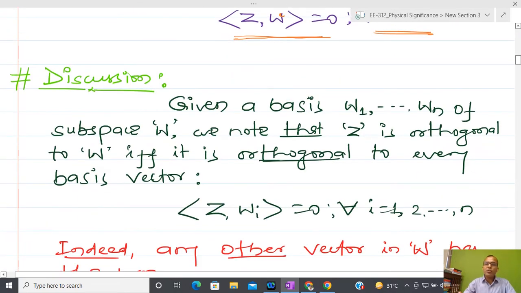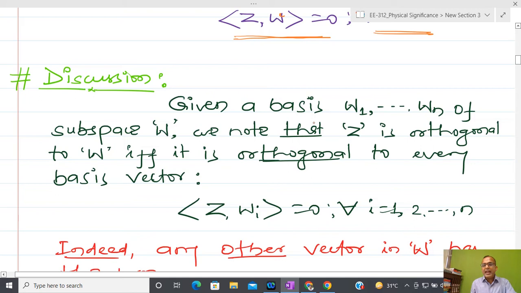You already know that using basis vectors I can represent the whole space. Okay, so if I develop some kind of condition in terms of basis vectors, then there is no need to check for each and every vector. You have to just check for the basis vectors. Okay, so the same kind of thing I am going to do here.